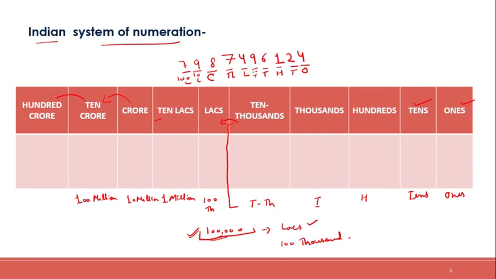How it works. After 10 crore, we have 100 crore here. So in the international system, we call it 1000 million, or we can also call it 1 billion. That means 100 crore, let me write it here, 100 crore is equal to 1000 million is equal to 1 billion.